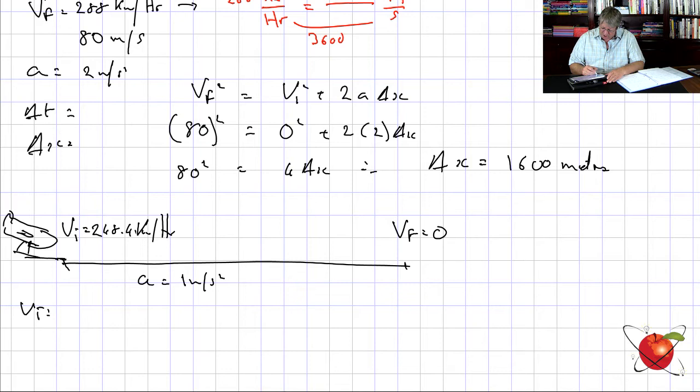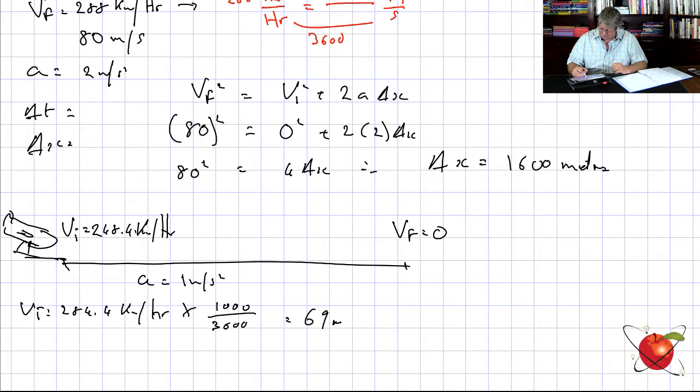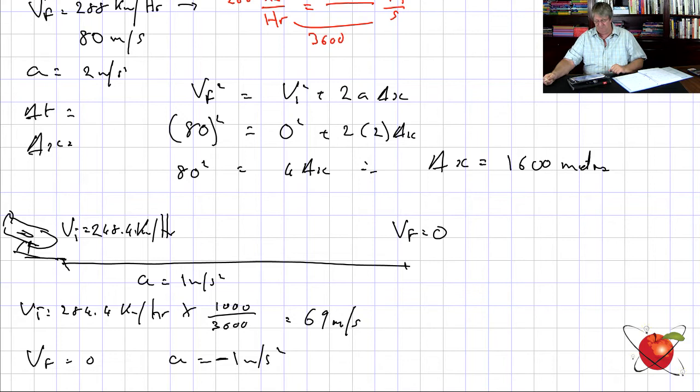V initial, 284.4 kilometers per hour, multiply by 1,000 over 3,600. I've already done it, and it comes to 69 meters per second. Think about it, that's pretty fast, eh? And V final is 0. A is equal to 1 meter per second squared. No, -1, because we are decelerating. We're slowing down.